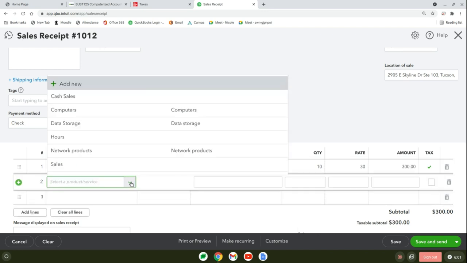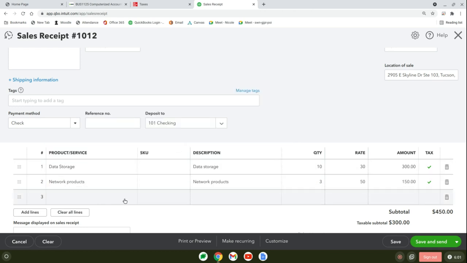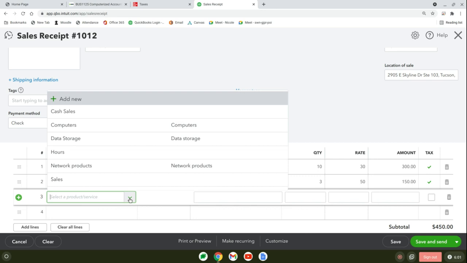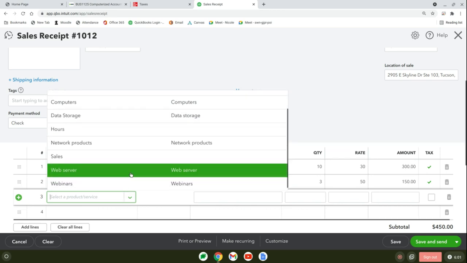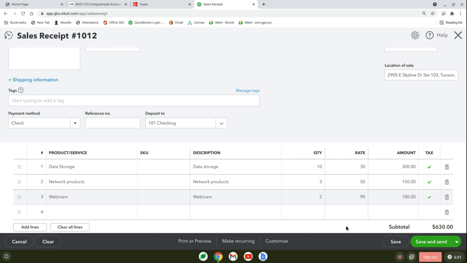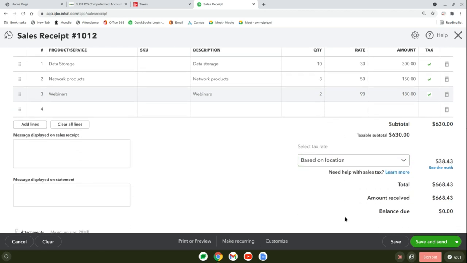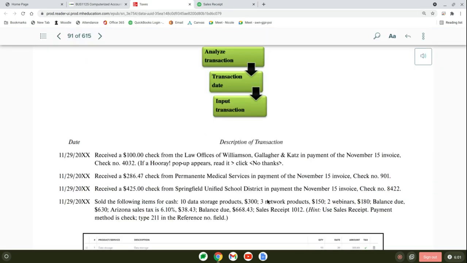Then it's 3 network products. Then webinars, 2 of those. Is that it? I believe so. So the total I have here is $630, but with tax it comes out to $668.43. Let's just check and make sure we're right. $668.43.